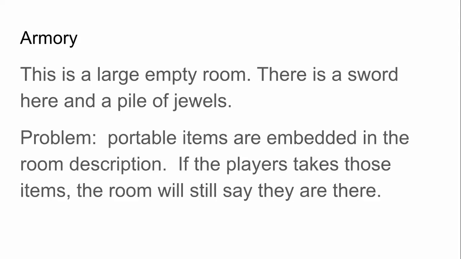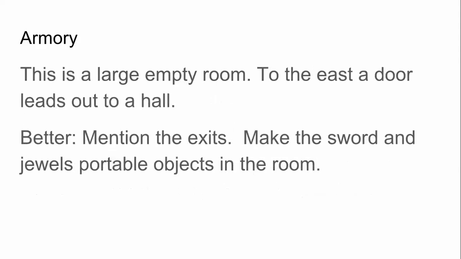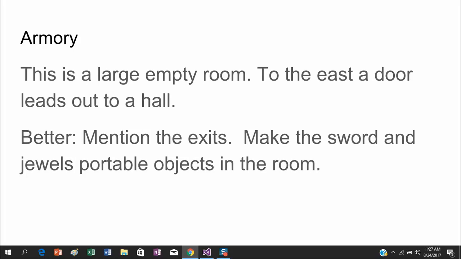So if you have an object that is portable, don't put it in the room description. Just make it an object and put it in the room, and then it will be listed out for you whenever the player is in that room. It will tell you, you see a sword and jewels here. All right, so there you go. Just to recap, don't mention portable objects in your room's description. Here's a better one. This is a large empty room. To the east, a door leads out to a hall. Better, okay. And then make the sword an object, and make the jewels objects. Okay, beat that to death.